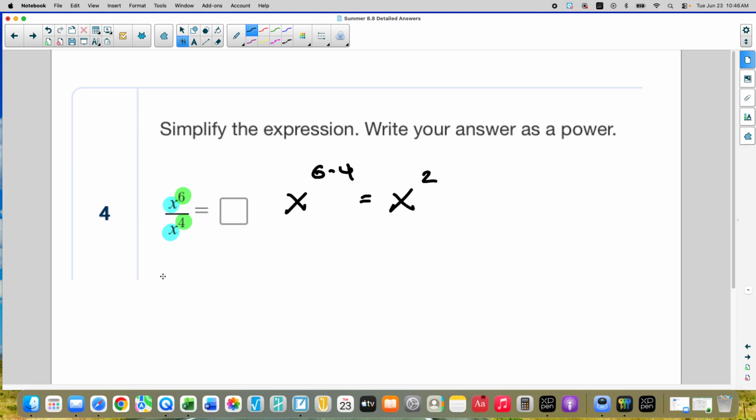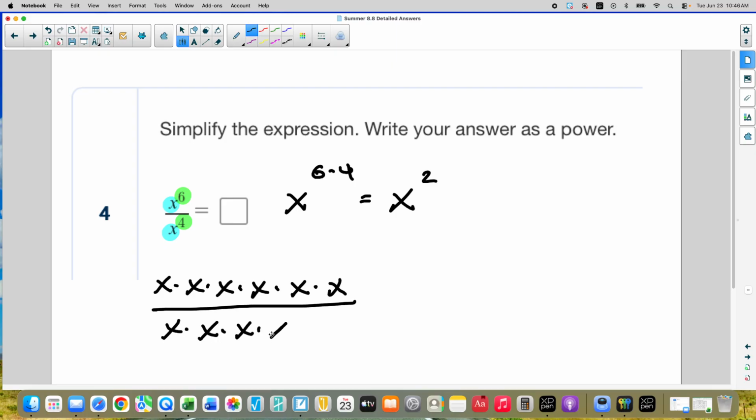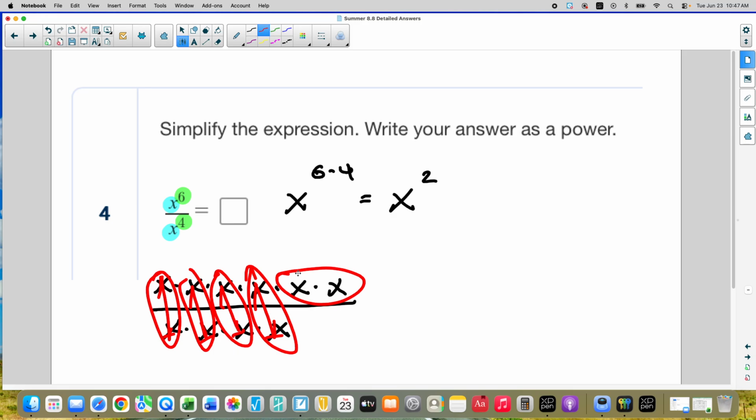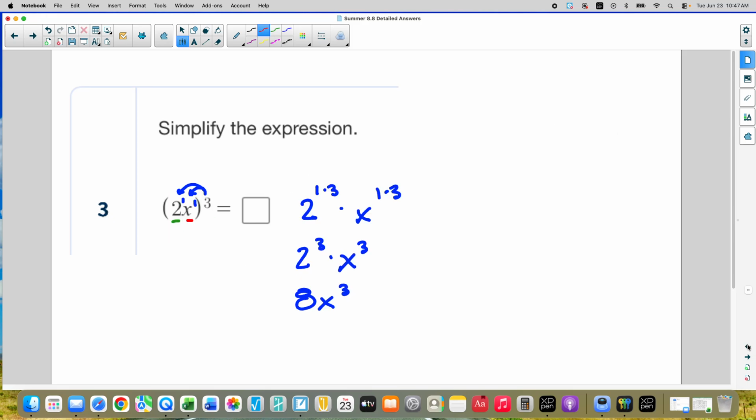And think about it: x to the 6th, you've got 6 x's, 1, 2, 3, 4, 5, 6, over 1, 2, 3, 4. x over x equals 1. This produces a 1, this produces a 1, this produces a 1, this produces a 1. So 1 times 1 times 1 times 1 is 1, and then you're left with x squared. So that's why that works that way.